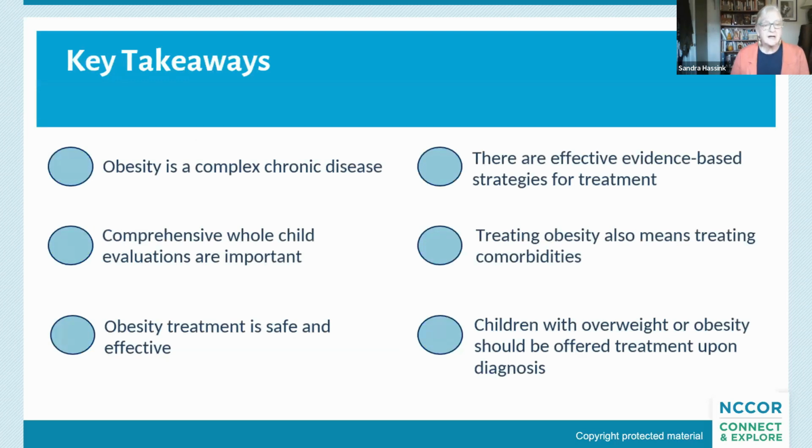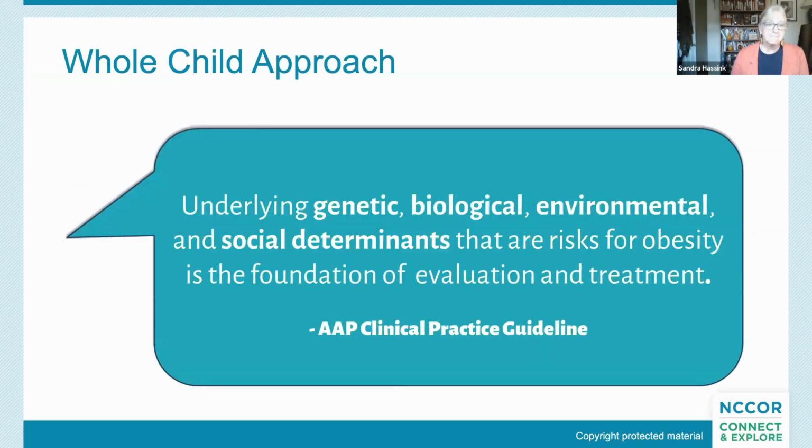So the key takeaways from the CPG are obesity is a complex chronic disease. And in some ways that was a reframing or an emphasis on this framing of obesity, that comprehensive whole child evaluations are important, that obesity treatment is safe and effective, and there's evidence-based strategies for treatment. Treating obesity also means treating comorbidities, and children with overweight or obesity should be offered treatment upon diagnosis. So now I'm going to hand off to Dr. Hampel for a discussion of the next part of the CPG.